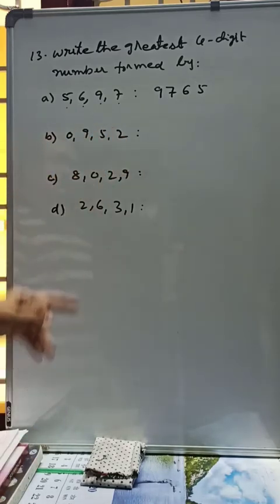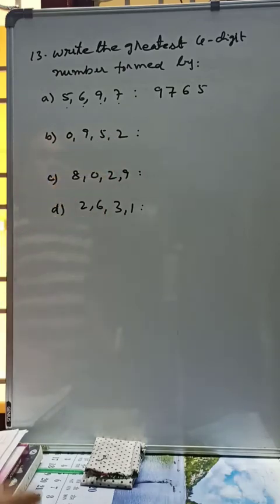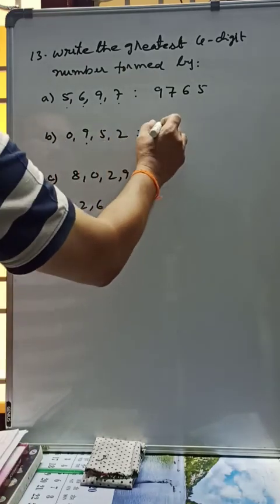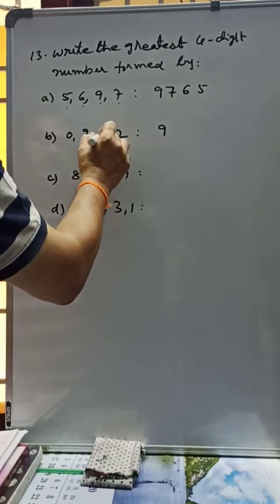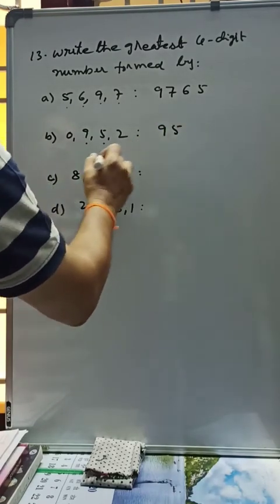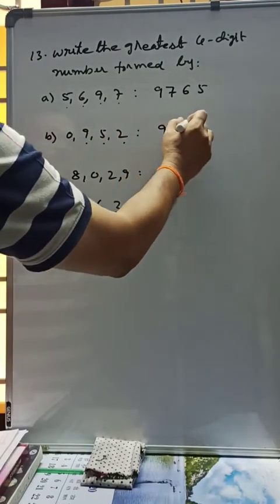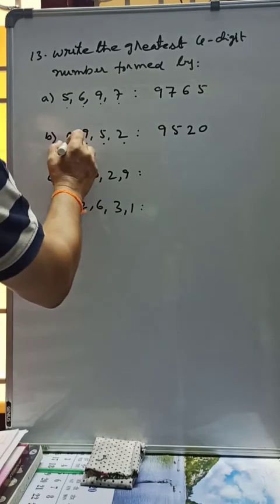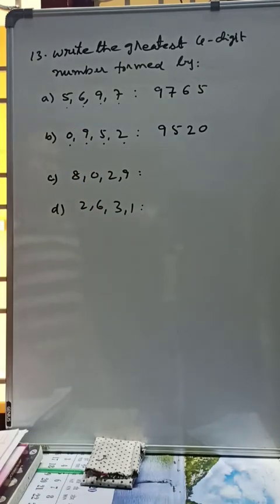And coming to B, 0952. Among 0952, we have 9 is the greatest number. So write 9. Next greatest number is 5, then 2 and 0, 2 is greater. 2 and 0. So 9520.